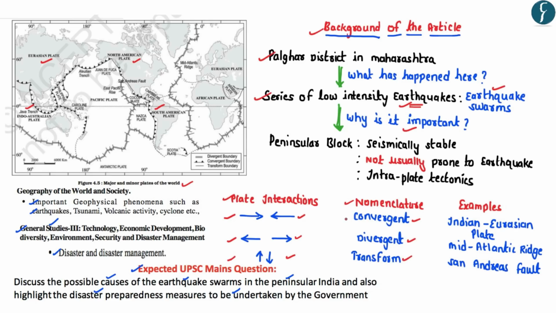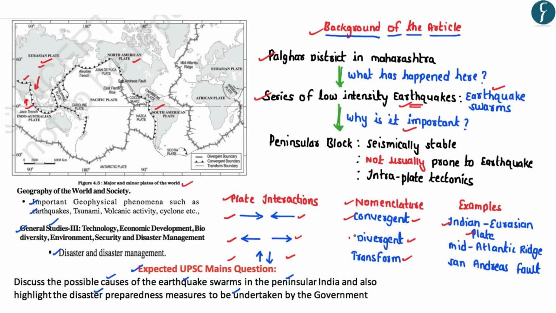One example of the convergent plate boundary is the interaction between the Indian plate and the Eurasian plate. You can see in this diagram that the Indian plate is moving towards the Eurasian plate, and such a boundary is referred to as the convergent plate boundary. Due to the convergence of the Indian plate with the Eurasian plate, the Himalayas have formed.